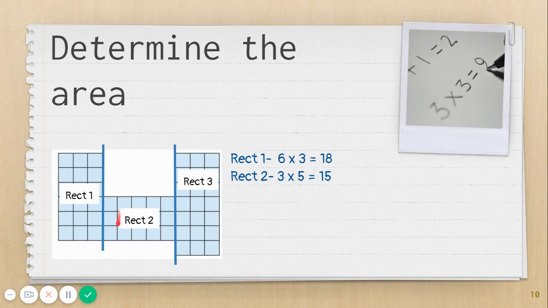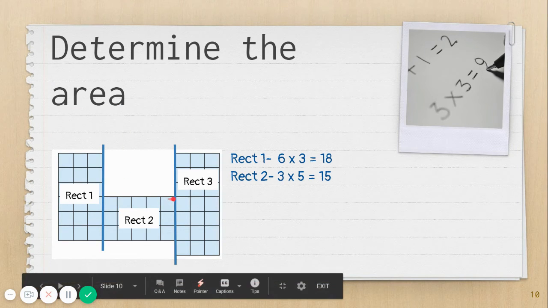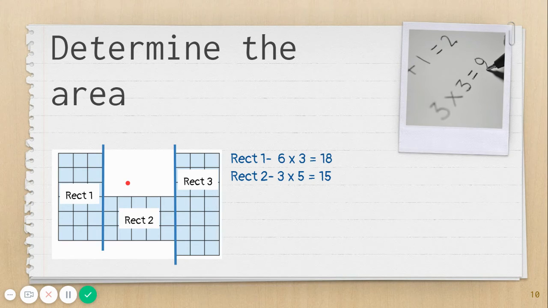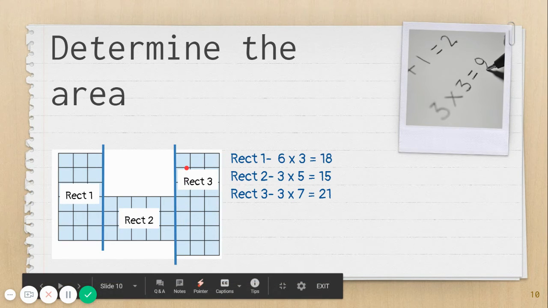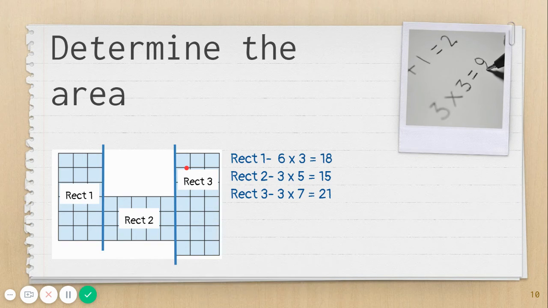Rectangle 2 has a length of 3 and a width of 5. 3 times 5 equals 15, so rectangle 2 has an area of 15 square units. And rectangle 3 has a width of 3 and a length of 7. 3 times 7 equals 21. So rectangle 3 has an area of 21 square units.